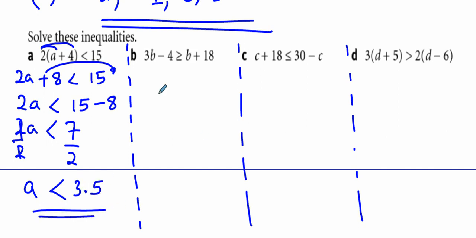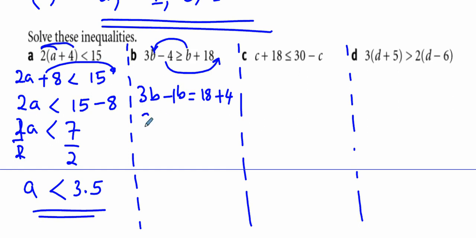This is the solution. How about this one? 3b minus 4 is greater than b plus 8. What we do here is collect like terms. This b will be shifted here, and -4 will be shifted there. So we are going to have 3b minus b equals to 18 plus 4. 3b minus 1b is 2b equals to 18 plus 4. This will be 22.